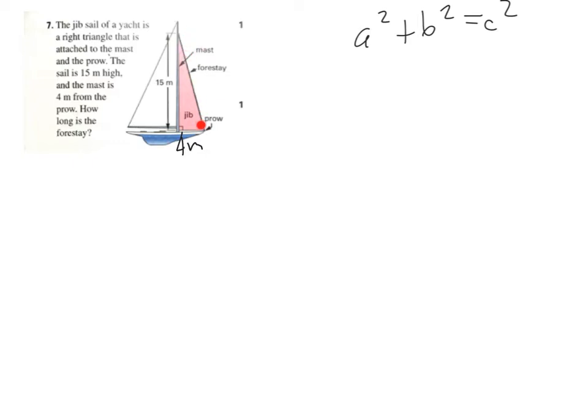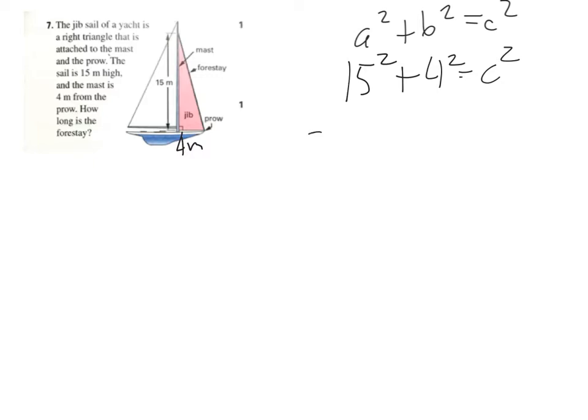So basically they're asking how long is this hypotenuse here. Okay? So we know that C is our hypotenuse always in Pythagorean relationship. So we're just going to start plugging in numbers. So I can take the mast length and put that in for A, 15 squared, plus my 4 meters here. I'm going to put in for B. So 4 squared equals C squared.